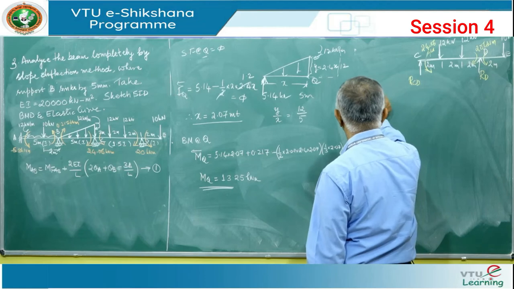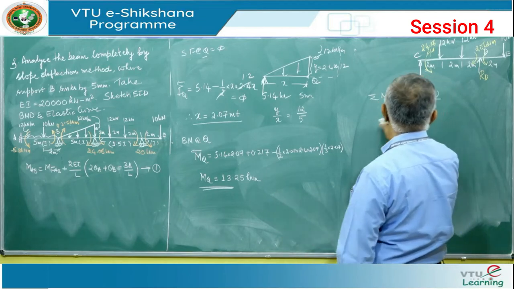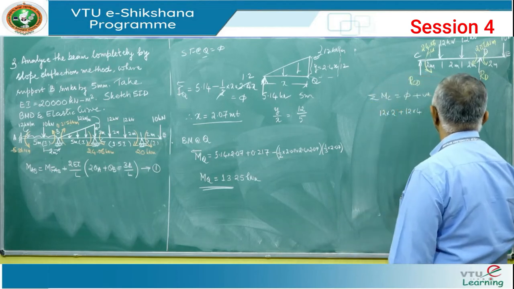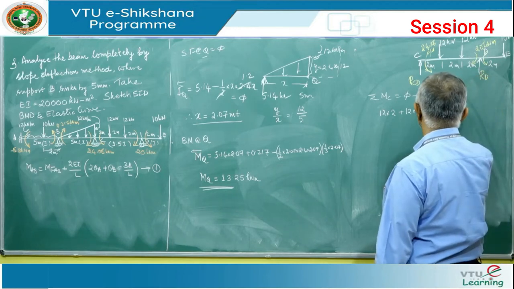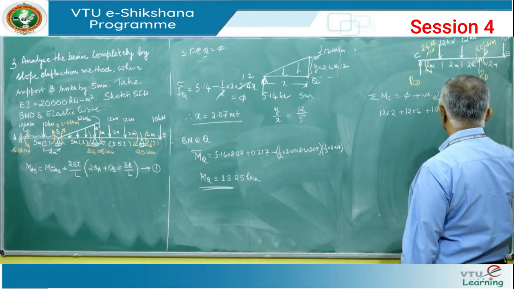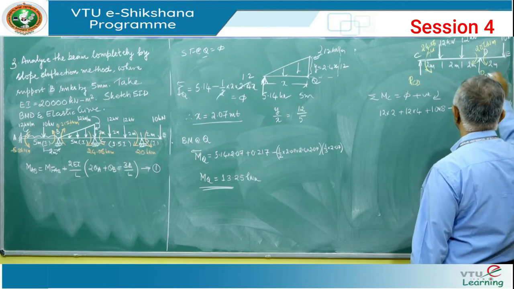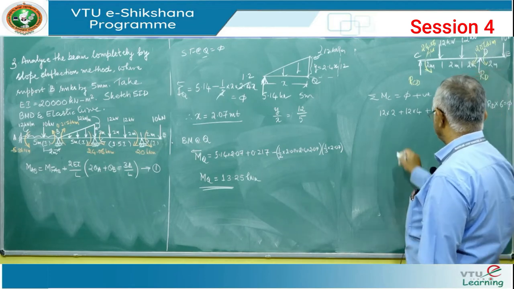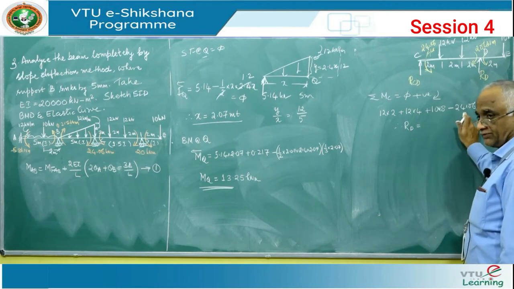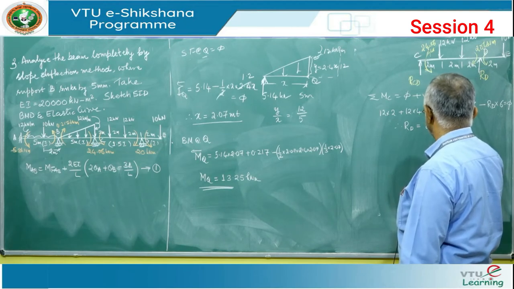So same steps here. Let me take bending moment at C equal to 0. 12 into 2 plus 12 into 4, 24 plus 48 plus 10 into 8 plus 80 minus 24.06 minus RD into 6 is equal to 0. We don't get this 20, 20 positive and negative both will come. So therefore, RD equals 24 plus 48 plus 80 minus 24.06 divided by 6, 25.1.